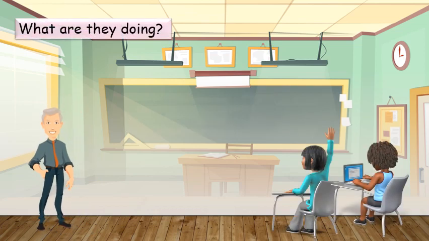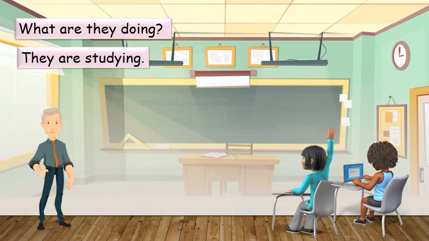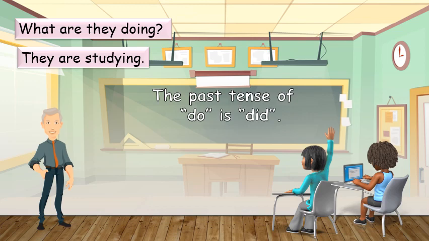What are they doing? They are studying. This is present continuous tense. Let's change it to past tense. The past tense of do is did. The past tense of study is studied.